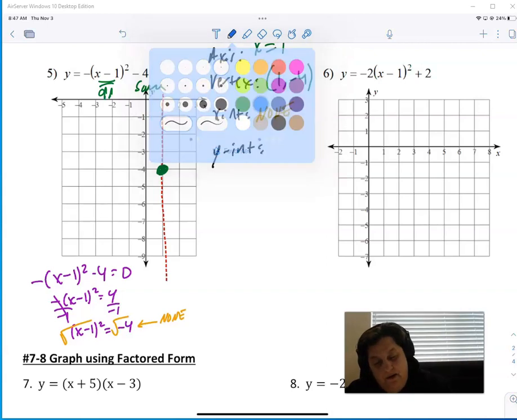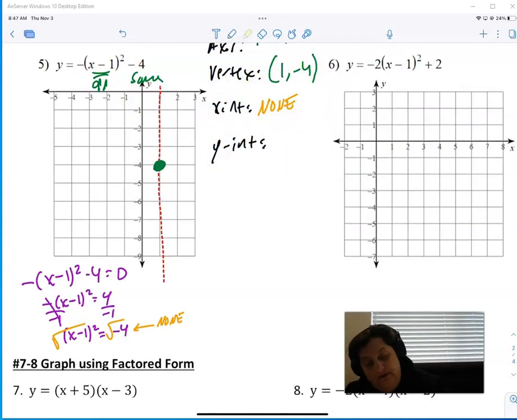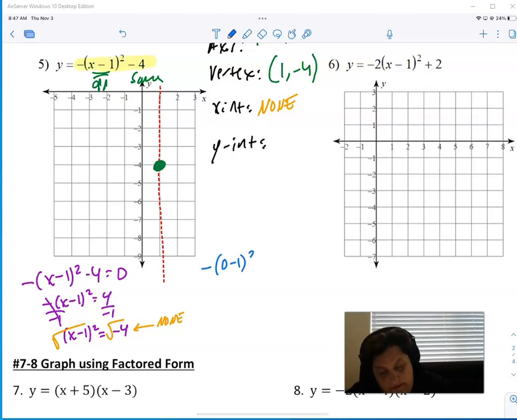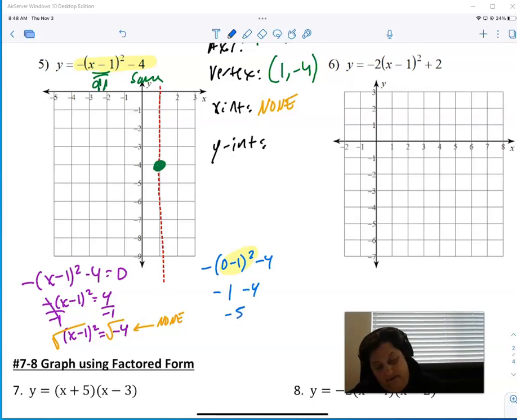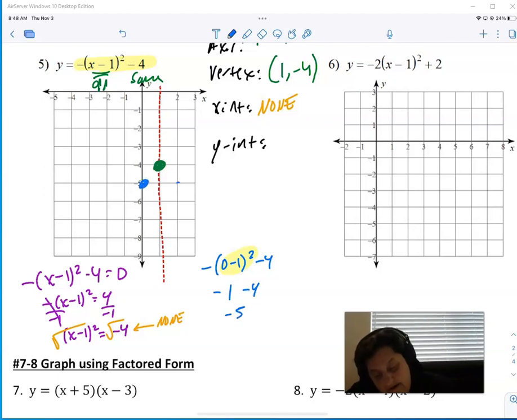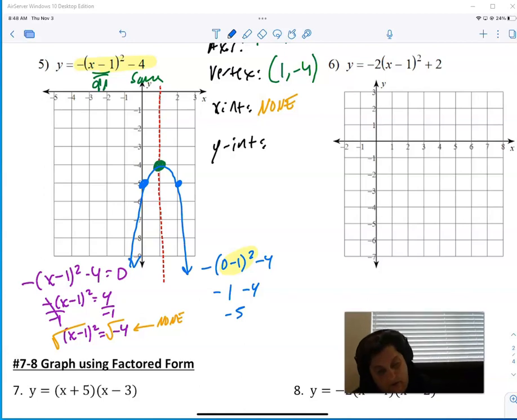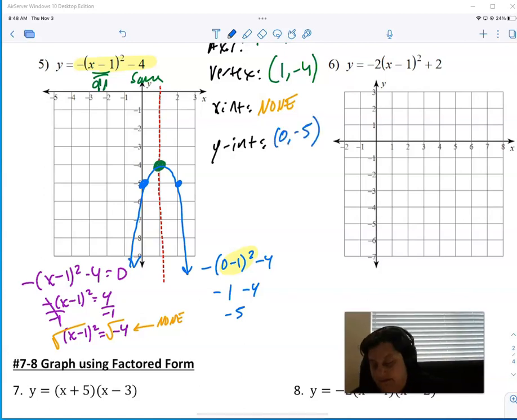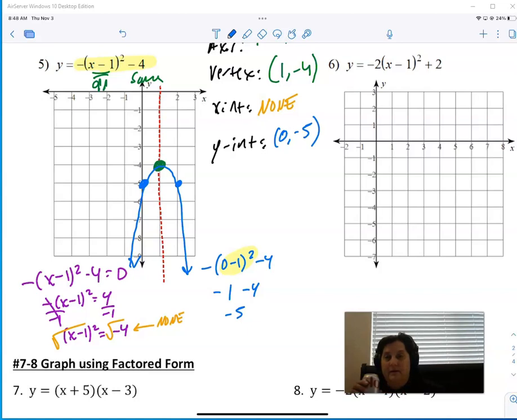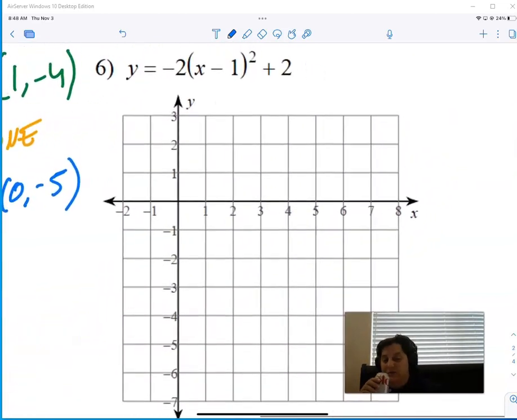Okay? In terms of y-intercept, a little bit more. Remember order of operations, you guys, square it first. Negative 1 squared is 1. And then I put the negative on there. And so negative 1 and negative 5. And I mirror that part over. There's no x-intercepts, so I've got everything.